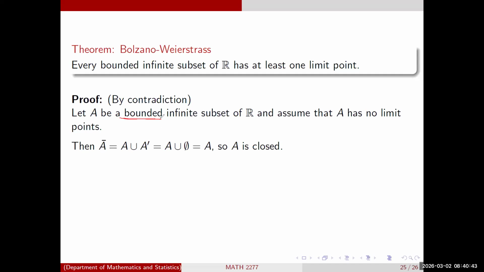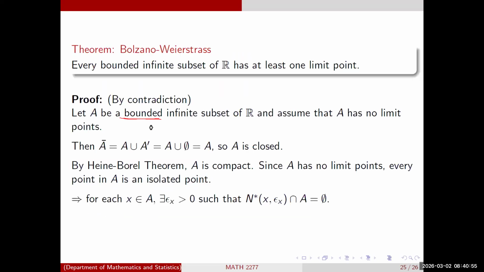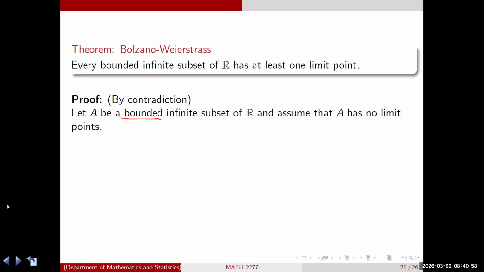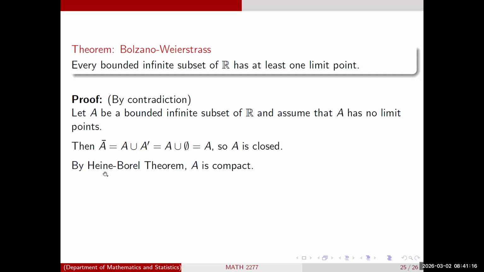We assume A is bounded, and we showed A is closed. So closed and bounded in the real numbers, now we use the Heine-Borel theorem. By the Heine-Borel theorem, A must be a compact set. Very easy. A must be compact.